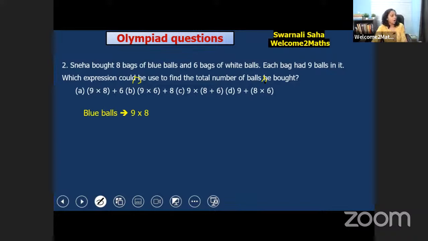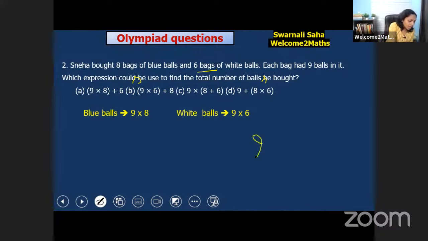You see, 8 bags of blue balls, and each bag had 9 balls. That means blue balls is 9 into 8. And white balls would be, because there are 6 bags of white balls and each bag had 9 balls, that means white balls would be 9 into 6. Okay. So now what we have to do? Total number of balls we have to find out. So for that, what we have to do?